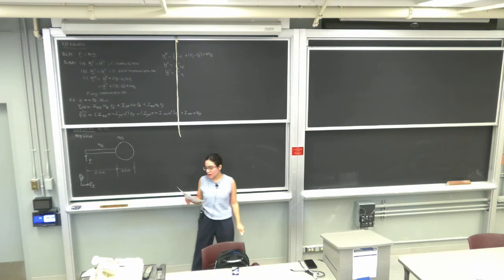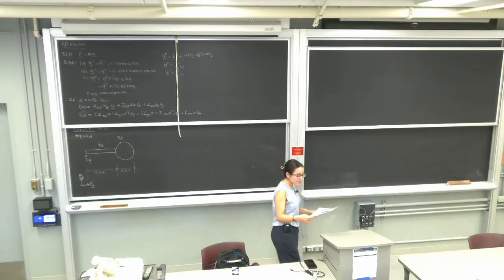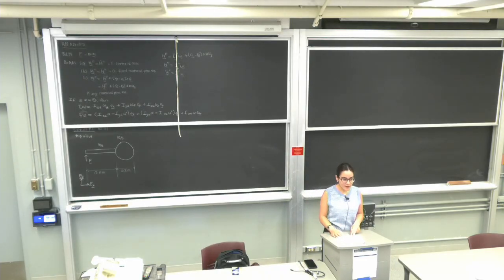Okay, so let's read the first problem. Do you all have it? I have some copies of set 21 if you need it. So the body consists of a uniform slender rod and a uniform disc. So it's a full disc, it's not a hoop, it's a disc. Each of mass m/2. It rests on a smooth surface.